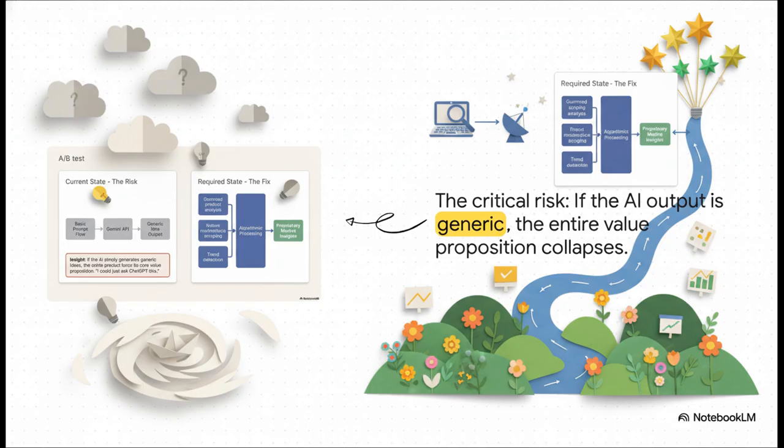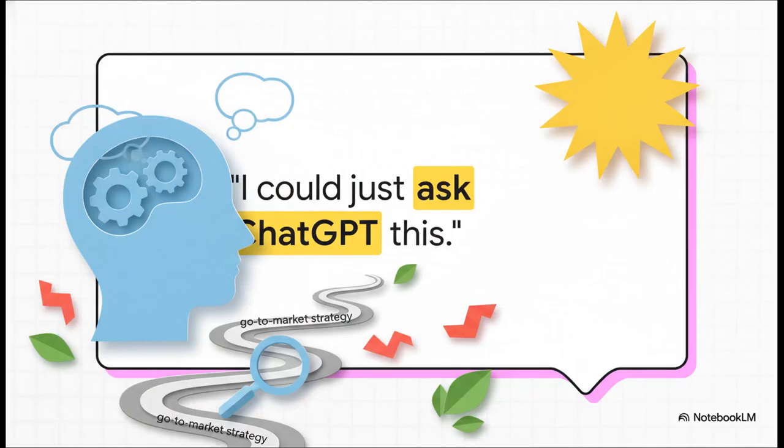You see, the entire value of this product rests on the quality of what it gives you. If that output is generic, the whole thing falls apart. And that leads to the single most dangerous thought a potential customer could possibly have. I could just ask ChatGPT this. The moment a user thinks that, you've lost. The product has failed to prove its value. Overcoming this one objection has to be the #1 goal of any marketing you do.